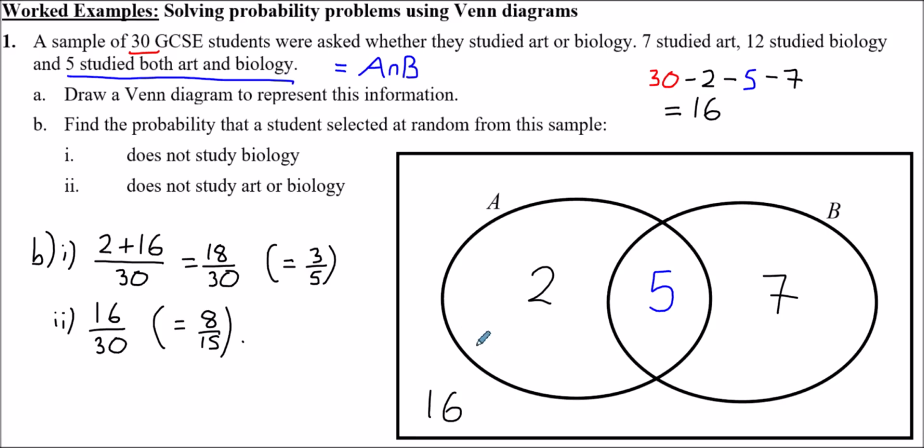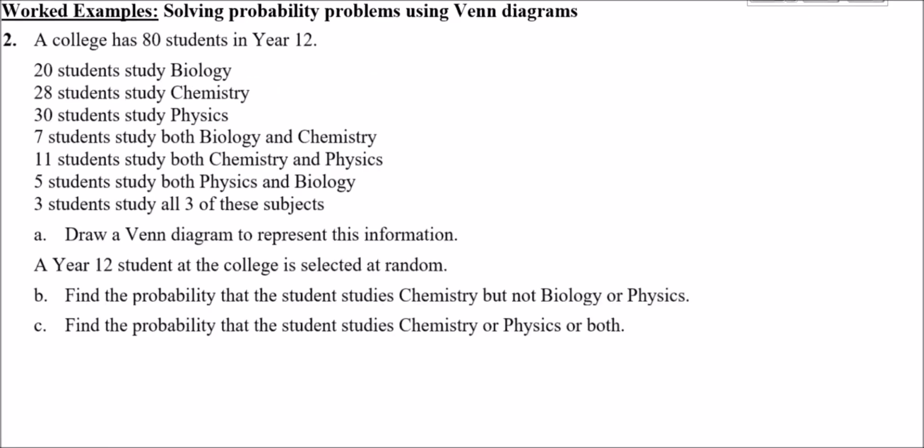We can have a look at question 2, which is slightly harder to say the least. So here is question 2. As you can see, it's a case of almost information overload. You've got 80 students in year 12, and it's just a load of information to get through. Just really intimidating. So 20 students study biology, 28 study chemistry, 30 students study physics, 7 study biology and chemistry, 11 study chemistry and physics, 5 study physics and biology, 3 students study all 3. Draw a Venn diagram to represent this information.